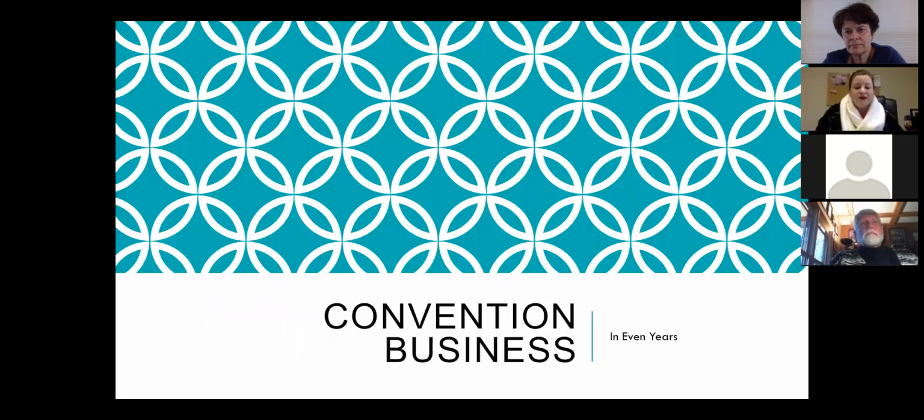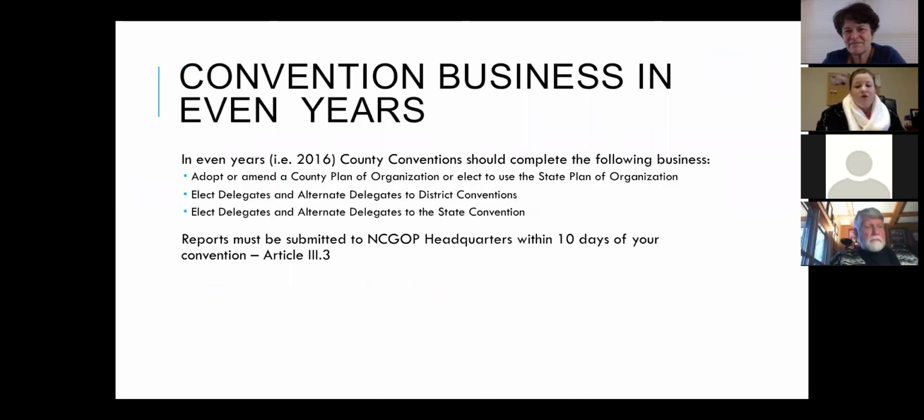All right, so next we're going to talk about convention business in even years. And of course, 2016 is an even year convention. So you've got 3 main tasks at your county convention this year. The first is going to be to adopt or amend your county plan of organization or select to use the state plan of organization. The second is going to be to elect your delegates and alternate delegates to the district conventions. And the third is going to be to elect your delegates and alternates to the state convention. And that, of course, will be held in Greensboro the first week of May.